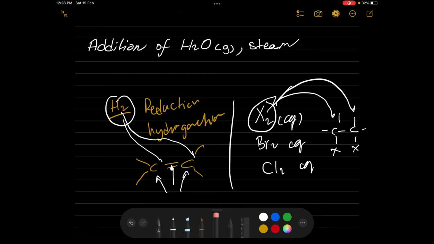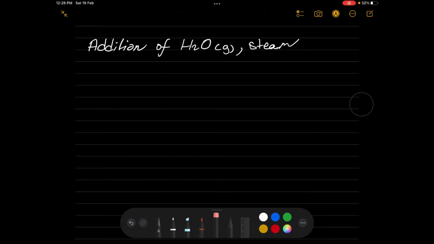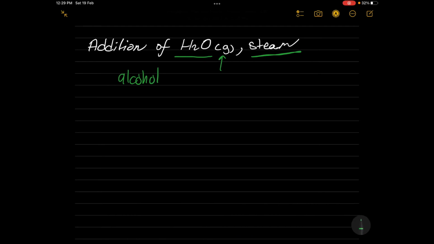But now we're going to go to the next level of this game. We're going to add a molecule that contains different atoms. And now let's see what the results will be. The first thing that we're going to cover is the addition of water in the form of steam. Okay, water in the form of gas added to an alkene to make alcohol. So how can we do that? First of all, we're going to write C double bond C, like ethene, for example. Here we have ethene. We're going to add the water molecule, in the form of gas.